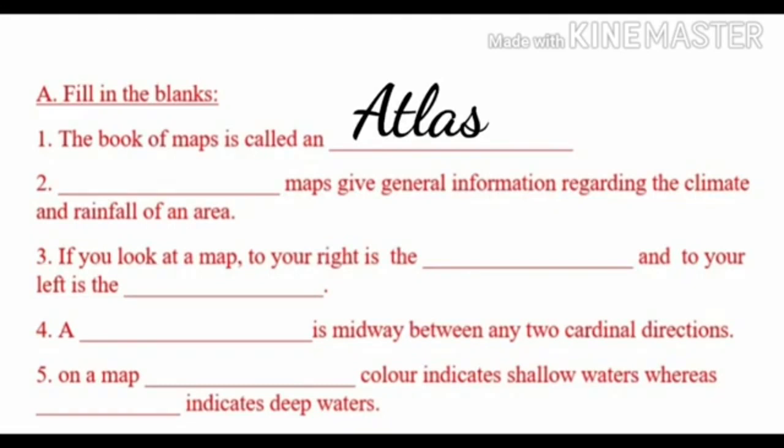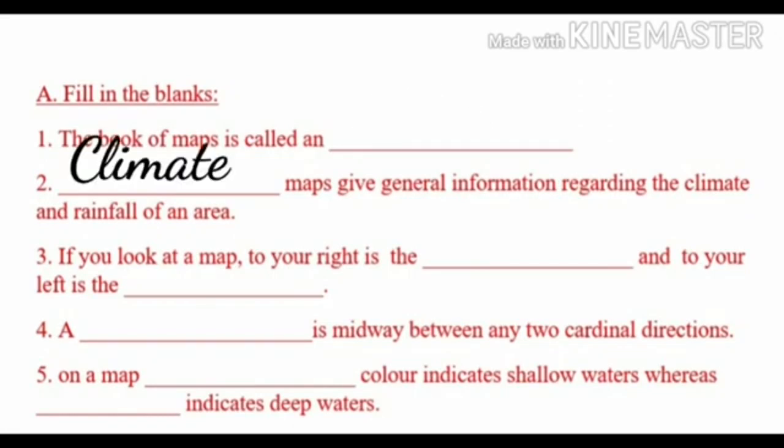Second question, dash maps give general information. Children, dash maps give general information regarding the climate and rainfall of an area. Yes, the answer is climate. Children, climate maps give general information regarding the climate and rainfall of an area.